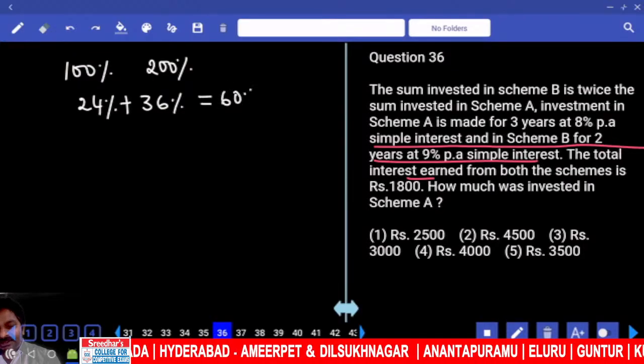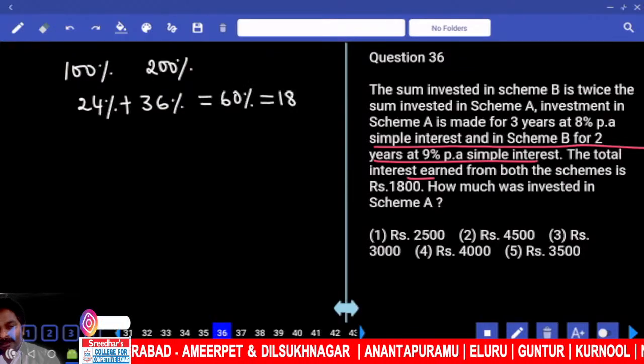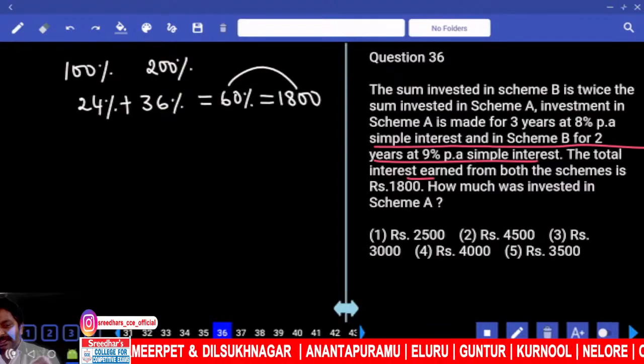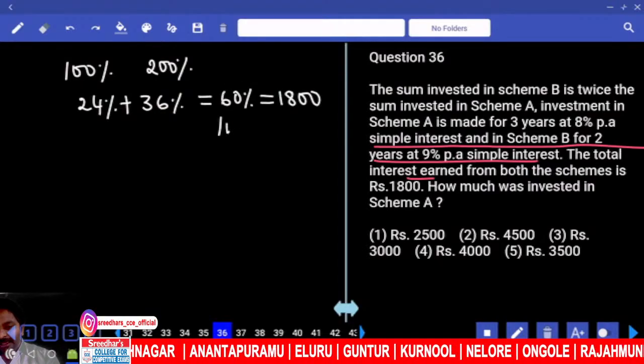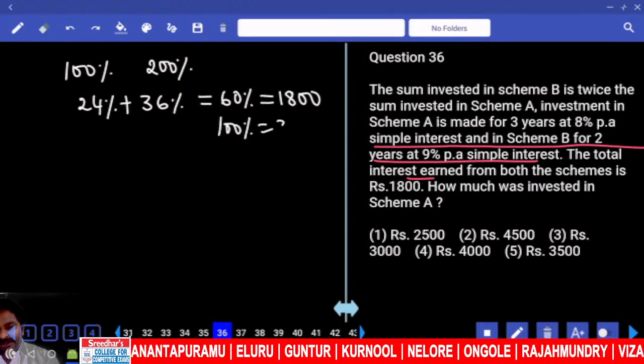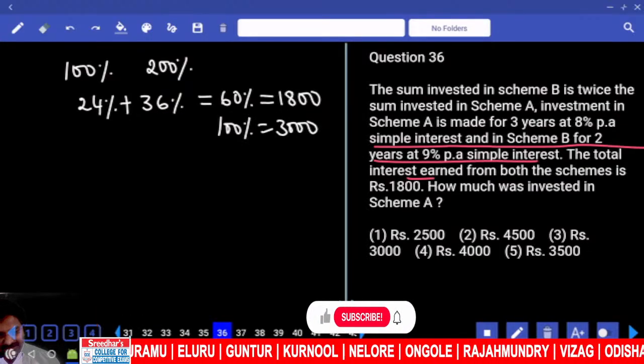If 60% is equal to 1800, then 1% is 30, and the question is about the amount invested in scheme A, 100%, 30 times 100, 3000.